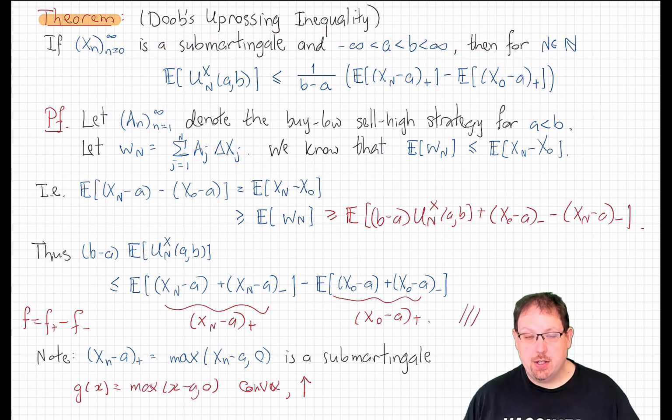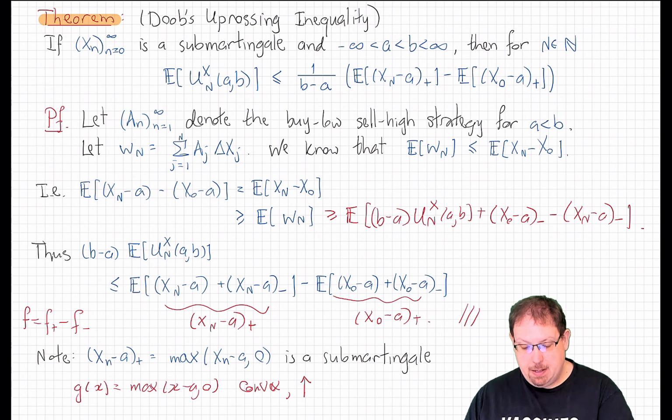Now that shows us a few things that are intuitively clear. For example, if we take a and b farther apart, the expected number of upcrossings must go down, of course. But aside from some applications to our thoughts about choosing a and b in our buy low, sell high betting strategy, this inequality is actually an extremely powerful tool for understanding the properties of submartingales.